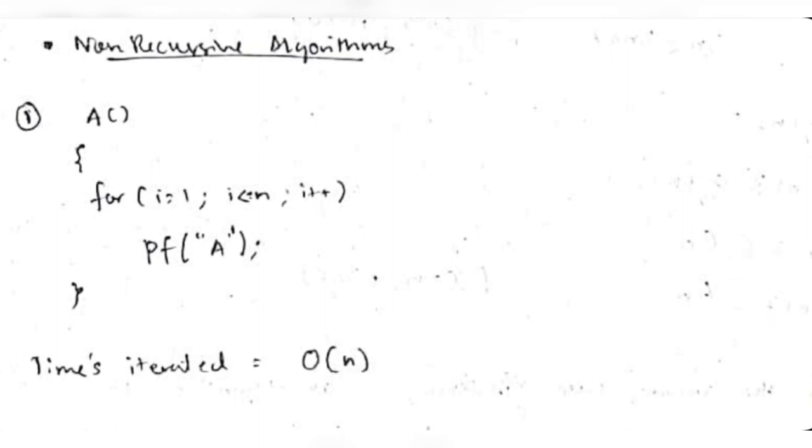So consider this function A, which has a for loop which runs from i to n, and it prints the letter a. So how many times will the letter a be printed? It's obvious that it's running from i to n, so n times it will be printed. So the number of times the function is iterated is O of n. So n times it's iterated, so the order is n. We'll write O of n.